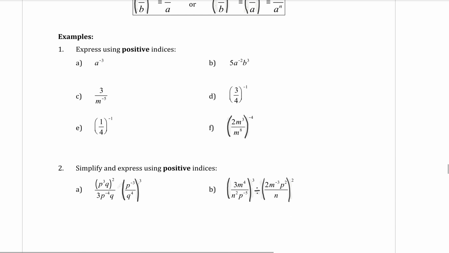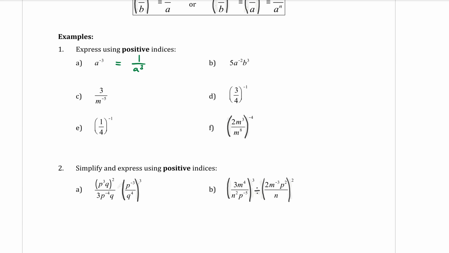So example number 1, express each of these expressions using positive indices. So our goal is to get rid of the negative powers. All we need to do is, if something has a negative power, we want to put it onto the bottom of the fraction. So this a to the -3 will become a to the +3 on the bottom of the fraction. And I just put a 1 on the top because there was nothing else there.